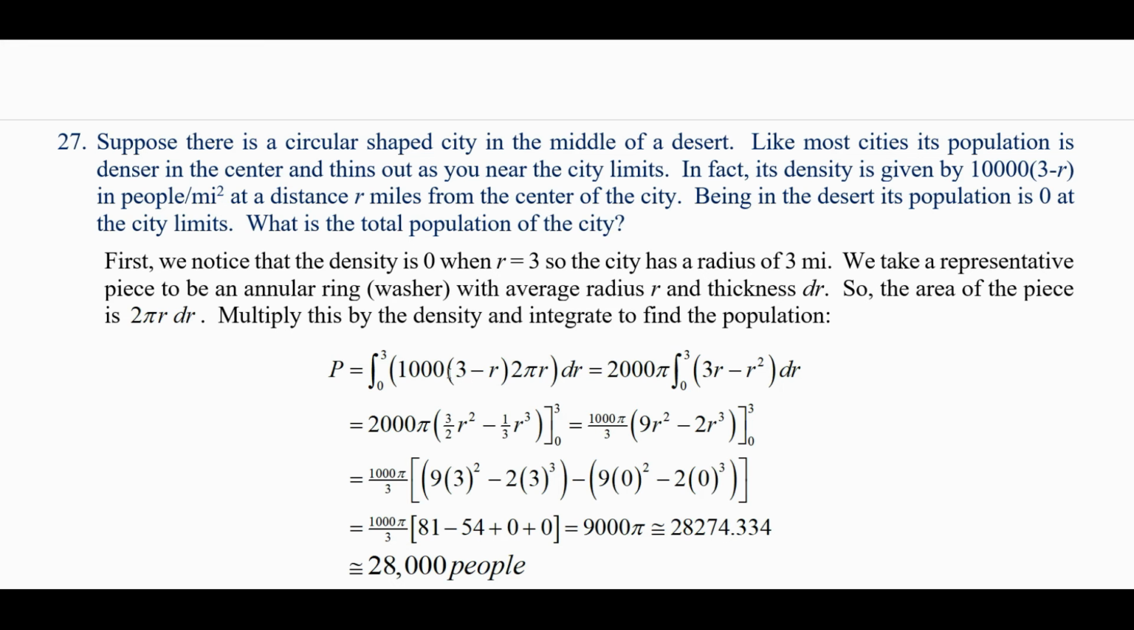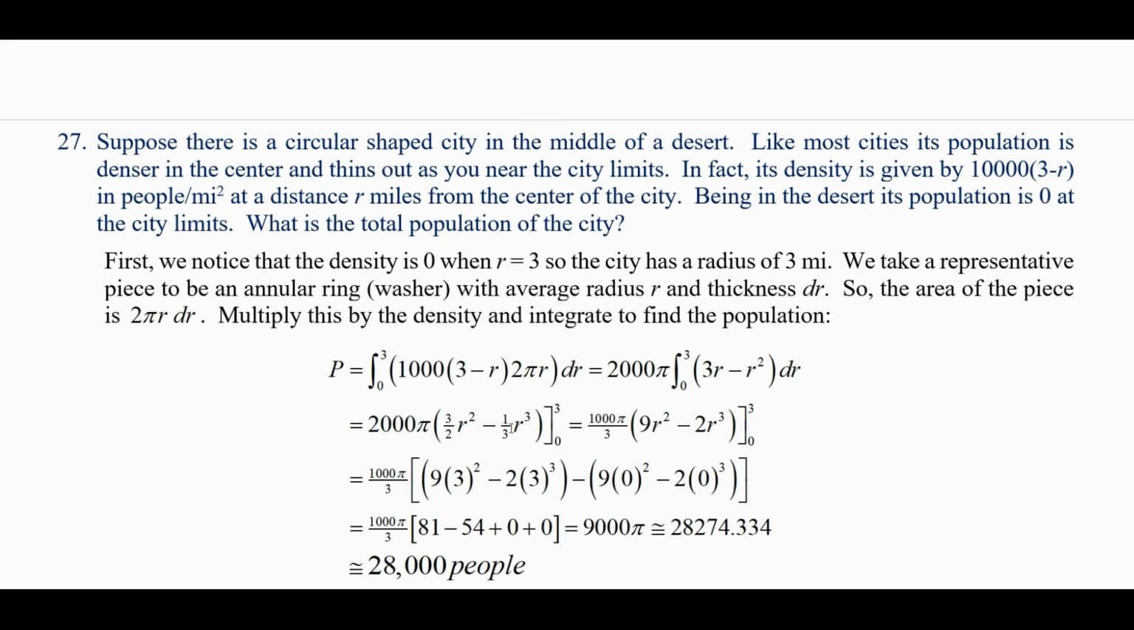So what did I do here? I factored the 1,000 out and the 2 out and the pi out, so I got 2,000 pi out front. That leaves me 3, and I distributed r, so 3r minus r squared. That's not hard to do. We just add 1 to the power, divide by the new power. So that's r squared divided by 2 is 3 halves r squared, and r cubed when you add 1 there, so that's 1/3 there. Still got our 2,000 pi out front. Evaluate from 0 to 3.